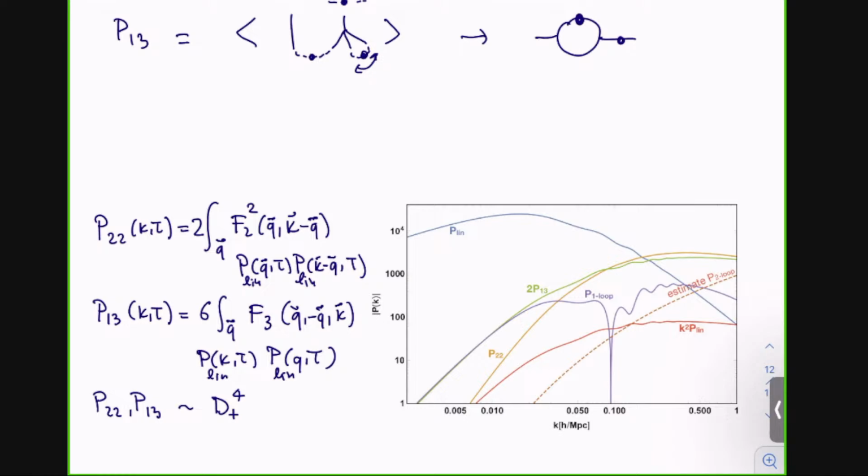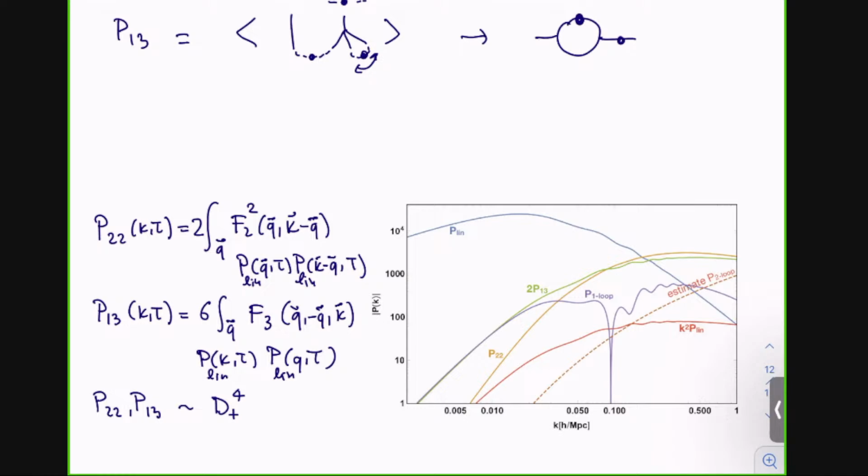Okay? One important point to keep in mind is that because these nonlinear contributions are proportional to the power spectrum squared, they scale like the growth factor to the 4th power, unlike the linear power spectrum, which grows only as the growth factor squared. And this tells you that if you go back in time, when the growth factor is smaller, these nonlinear contributions disappear faster than the linear theory. This is why we say that if you go back in time or you go to high redshifts, the nonlinearities are less important compared to redshift 0.